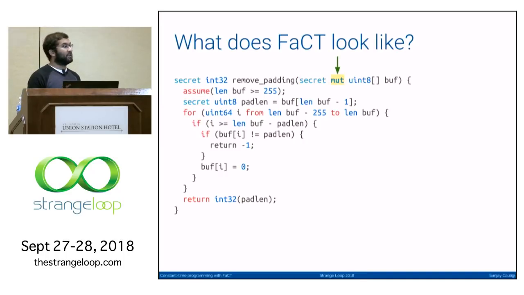We have some basic memory safety. We're marking this buffer as mutable, since we're zeroing out part of its contents. And we have a precondition that the buffer is at least 255 bytes long, since we're going to be iterating over those final 255 bytes. And most notably here, we're using conditional statements, and we're using a return statement smack in the middle of this function. And it's totally fine, because the compiler will realize that this is something that needs to be taken care of, and will transform this into constant time code.